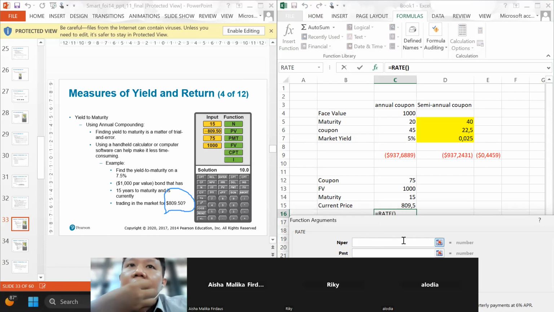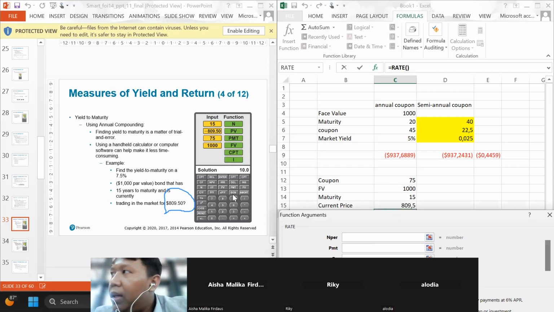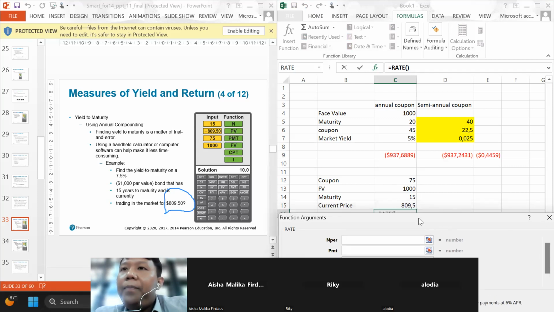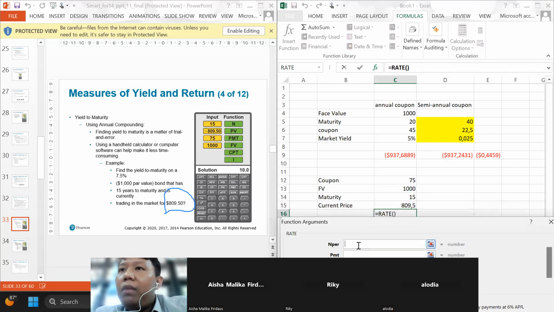Before we input the data, we need to make sure whether this bond is paying you annually or semi-annually. After reading, we didn't find any statement which states that the bond is paying semi-annually. So in this case, we can assume that this bond pays an annual coupon. So we'll just put the data. NPER is the number of periods. We'll put the maturity, 15 years.